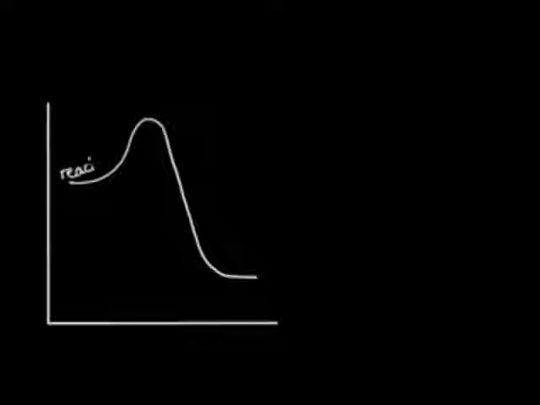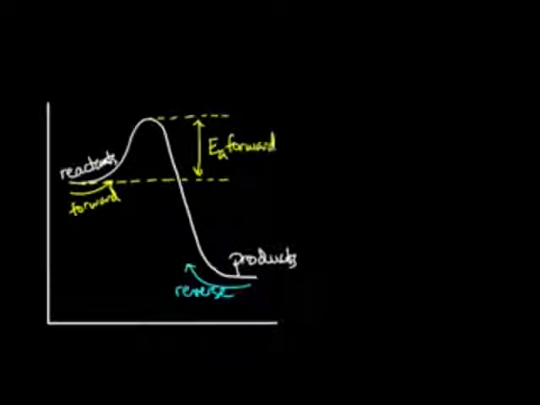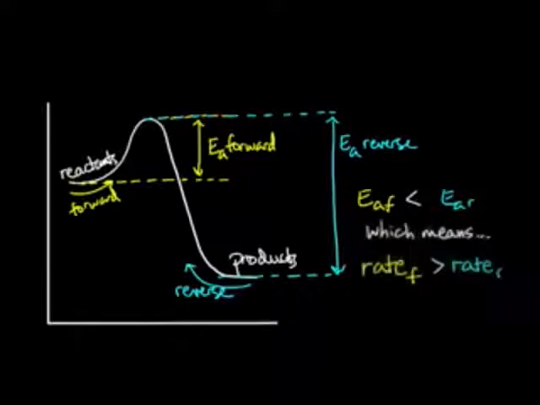This is the activation energy for the forward reaction. The higher this activation energy, the slower the forward reaction, because the number of reactant molecules with sufficient energy to react when they collide will decrease. But now let's look at this picture in reverse. The reverse activation energy is not the same as the forward activation energy. In this particular case, it's higher. So that means that the reverse reaction will be slower than the forward reaction.